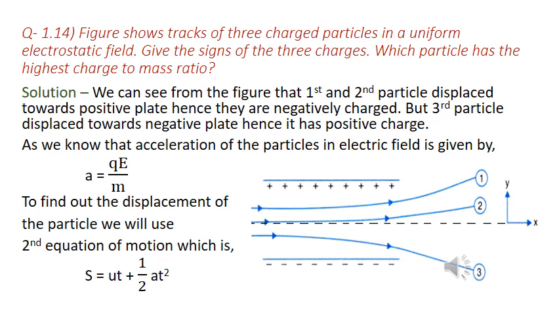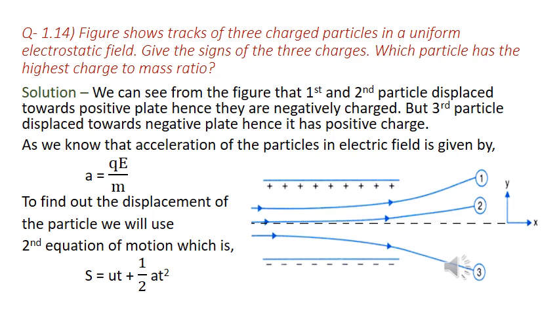As we can see in the figure, particles 1 and 2 have moved towards the positive plate. Therefore, these two particles have negative charge, and the third particle has moved towards the negative plate. Therefore, it is positively charged. So this is the solution of the first part.